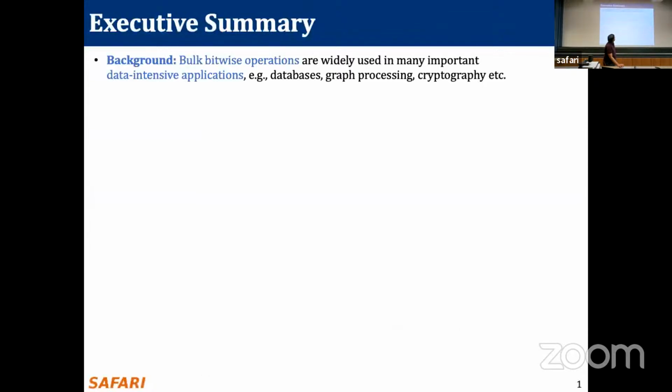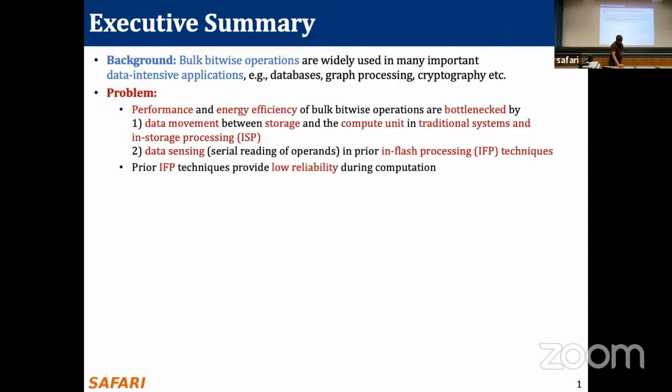Okay, so let me jump to the executive summary. Bulk bitwise operations are widely used in many important data-intensive applications, such as databases, graph processing, and cryptography. The problem with performing bulk bitwise operations is that their performance and energy efficiency are bottlenecked by the data movement between the storage unit and the compute units, which is done through the memory hierarchy in traditional systems and also in storage processing. In storage processing, the compute unit is closer to the storage, but it's still a bottleneck.